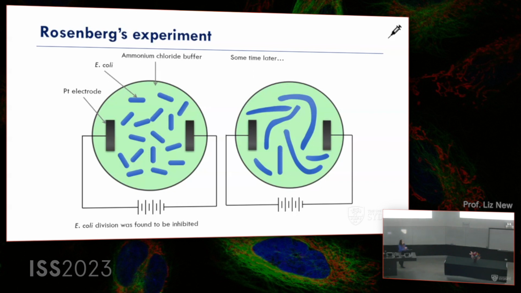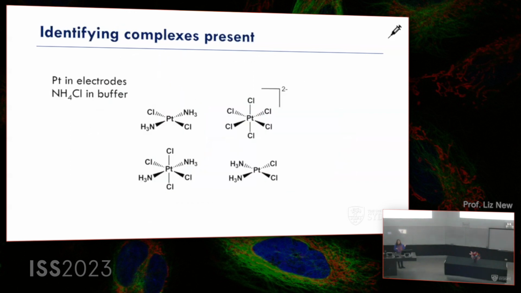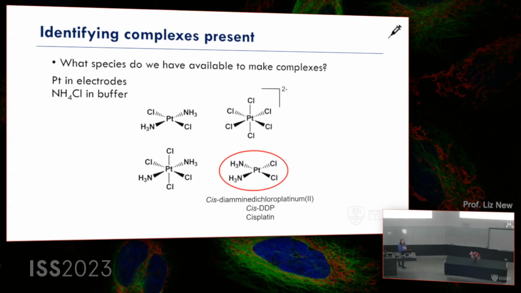And he thought to himself, we've got platinum here from the electrodes, we have ammonium and we have chloride. And so he drew out the possible compounds that could arise from platinum and ammonium and chloride. These are only a few of them. We can draw out many more examples. But he then tested them to see which of these had the effect. And what he discovered was that it was this compound. So this compound is called cis-diamino dichloroplatinum, but we normally call it cisplatin.